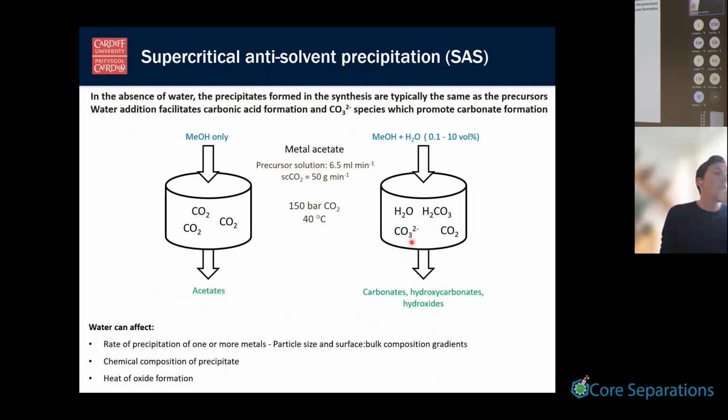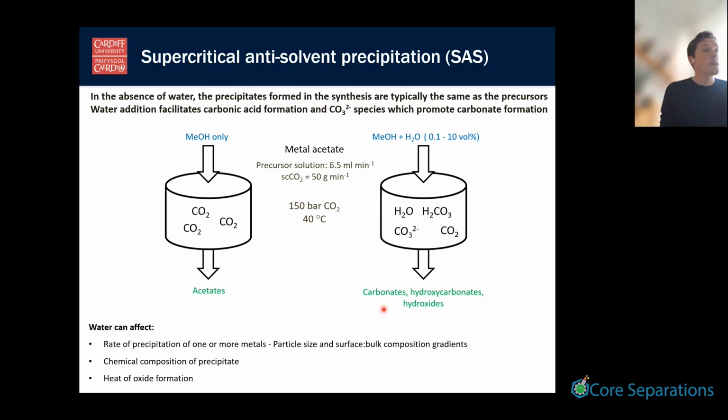and is of very high importance when it comes to the actual catalyst structure. So the presence of water stimulates the formation of carbonic acid, which in turn can release carbonate ions, and these can be incorporated into our final precipitate. So rather than just precipitating out acetates, we can precipitate out carbonates, hydroxycarbonates, and sometimes hydroxides. I'll talk a little bit more about why this is important later on, but just to say that this is an active chemical process as well as a diffusion, precipitation, or solvent process.